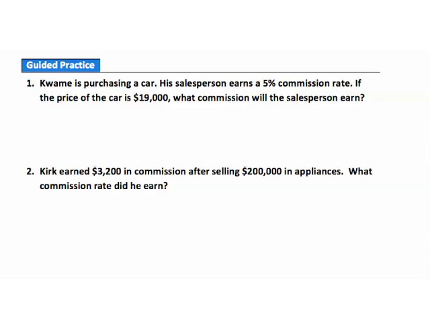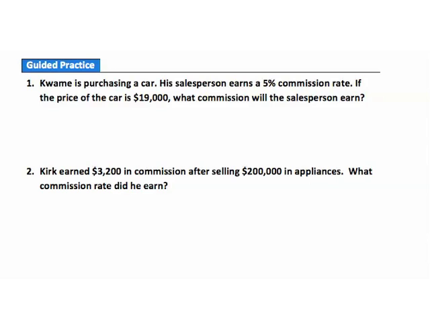Question 1. Kwame is purchasing a car. His salesperson earns a 5% commission rate. If the price of the car is $19,000, what commission will the salesperson earn? So we're thinking commission rate times sales equals the commission earned.